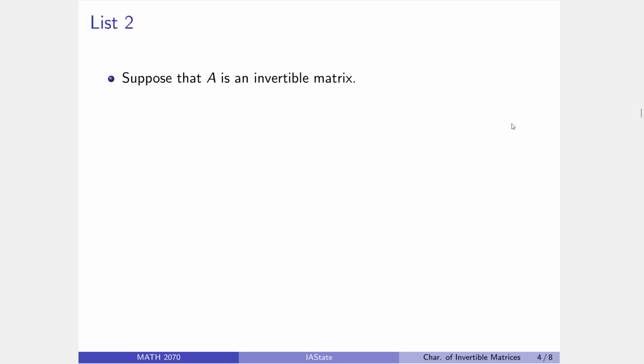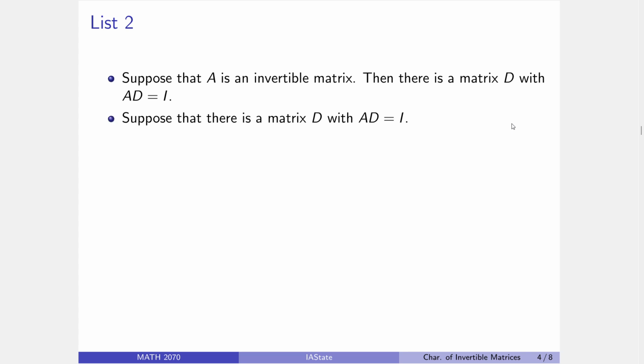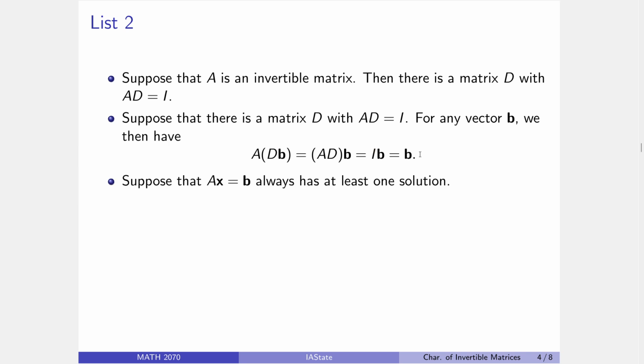Suppose you have an invertible matrix. That means I can multiply on the right and get the identity matrix. Okay, now what can we do with that? So suppose I can multiply on the right and get the identity matrix. Well, then for any vector b, I can multiply that on the left by D, but by good old associativity, I can move my parentheses over, get the identity, and get b. So in other words, AX equals b always has a solution, no matter what vector b you have on the right.